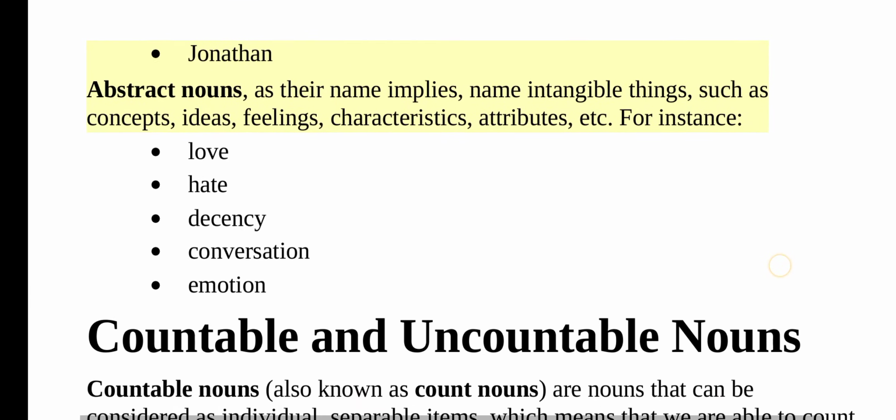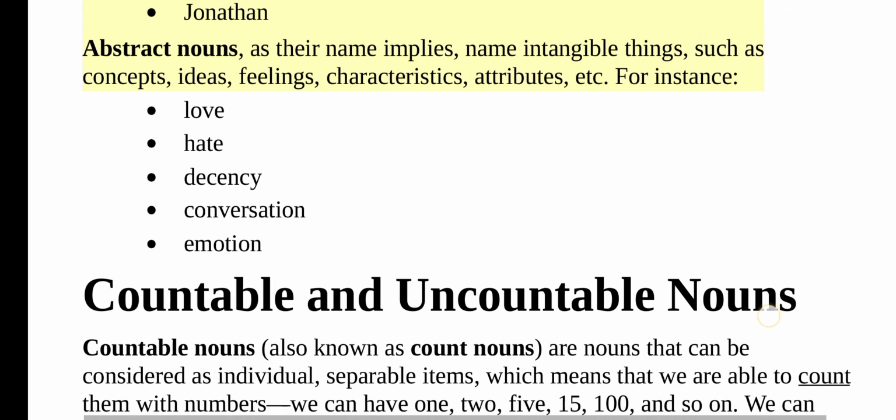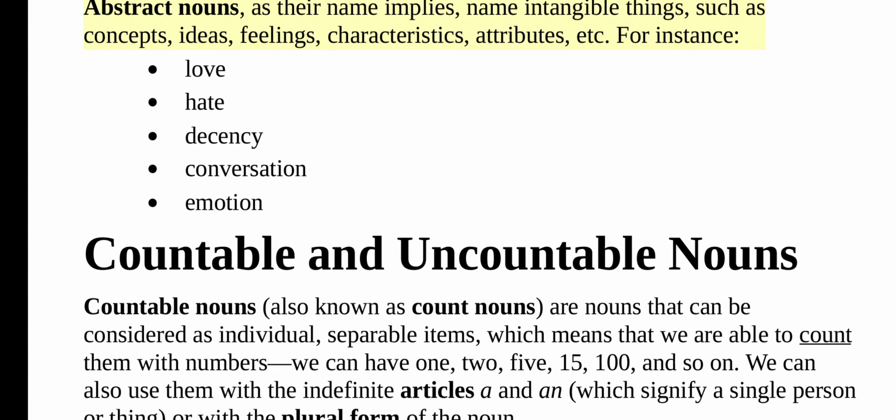Abstract nouns, as their name implies, name intangible things, such as concepts, ideas, feelings, characteristics, attributes, etc. For instance, love, hate, decency, conversation, emotion.